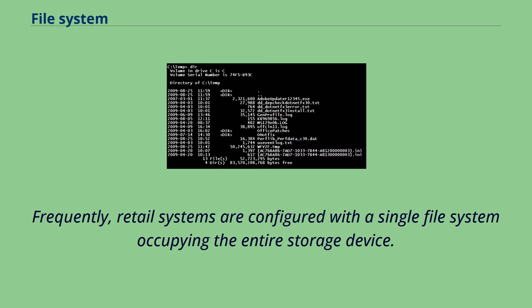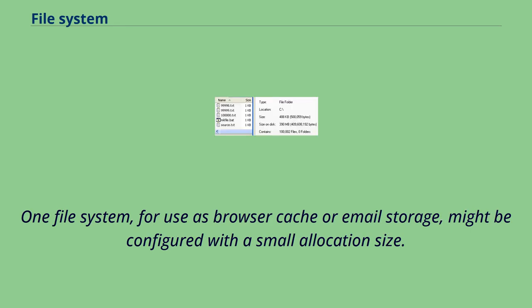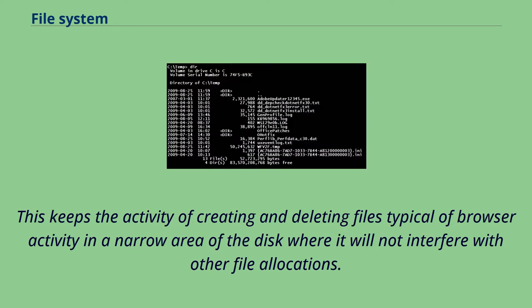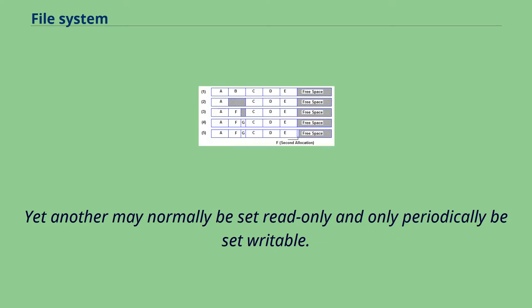Frequently, retail systems are configured with a single file system occupying the entire storage device. Another approach is to partition the disk so that several file systems with different attributes can be used. One file system, for use as browser cache or email storage, might be configured with a small allocation size. This keeps the activity of creating and deleting files typical of browser activity in a narrow area of the disk where it will not interfere with other file allocations. Another partition might be created for the storage of audio or video files with a relatively large block size. Yet another may normally be set read-only and only periodically be set writable.